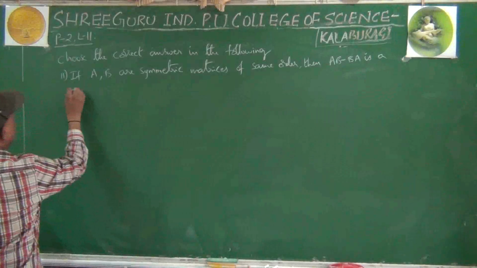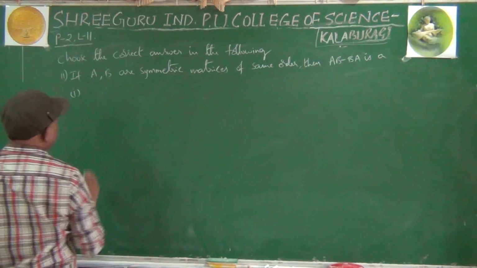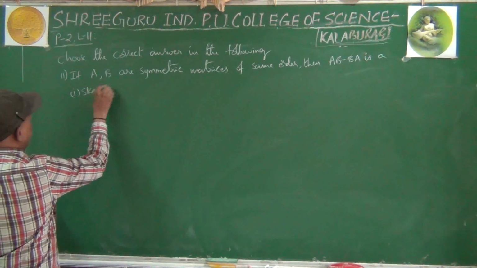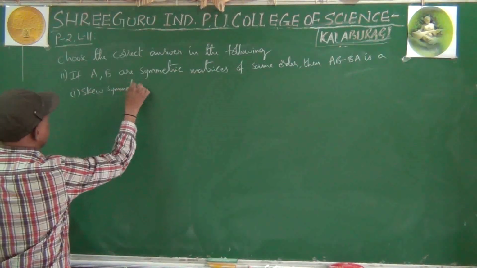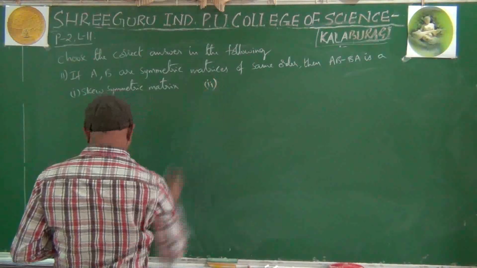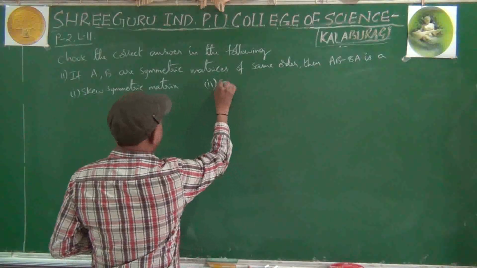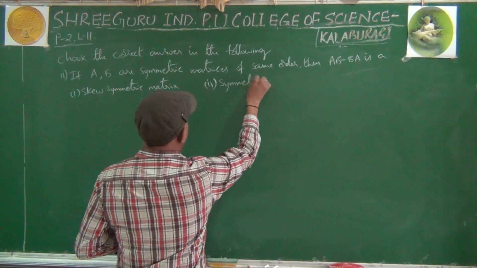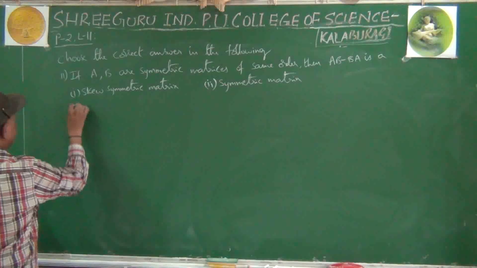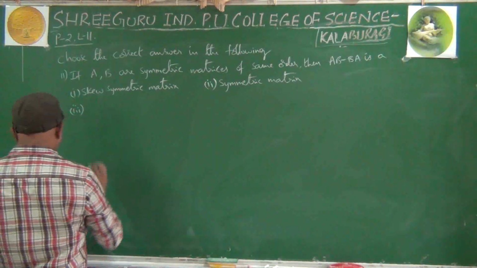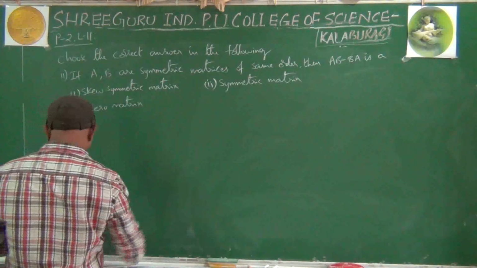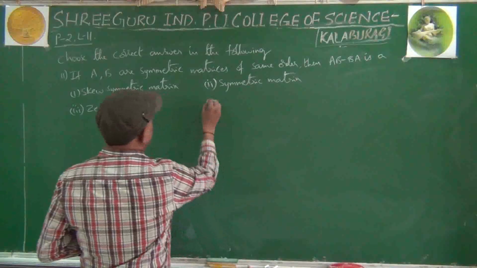is: first option, a skew symmetric matrix; second option, a symmetric matrix; third option, a zero matrix; fourth option, an identity matrix.